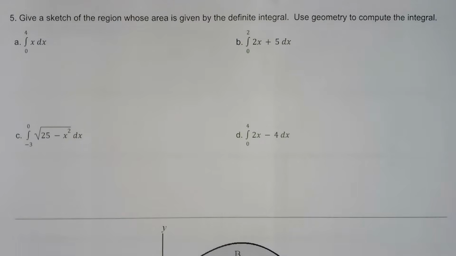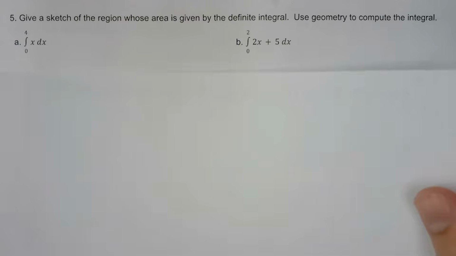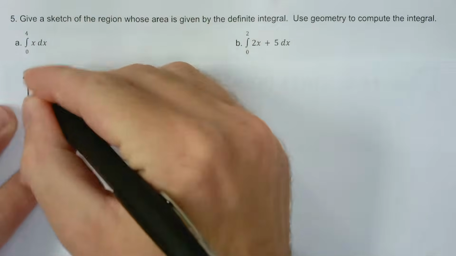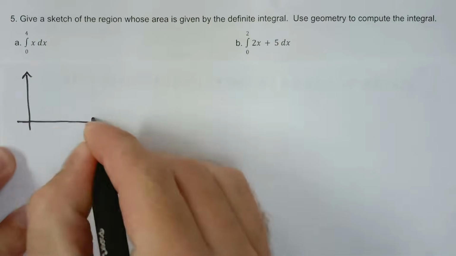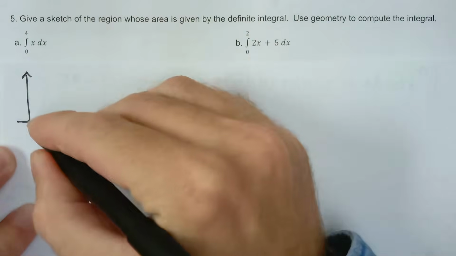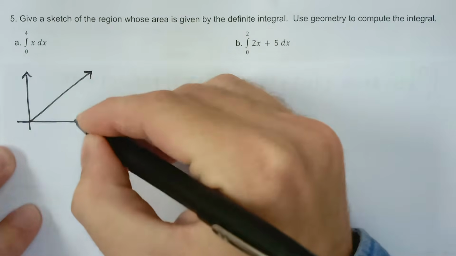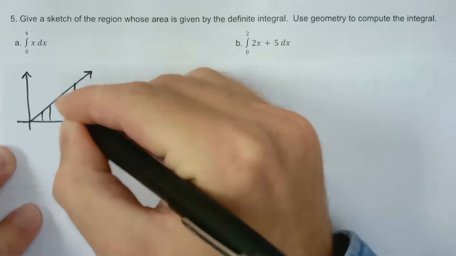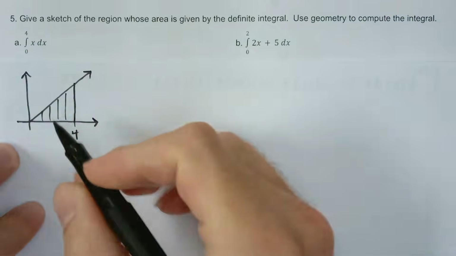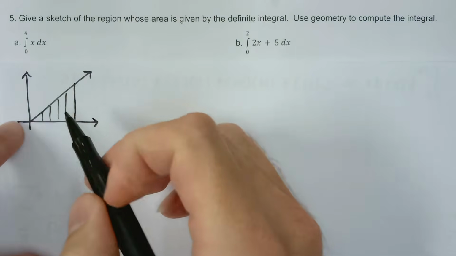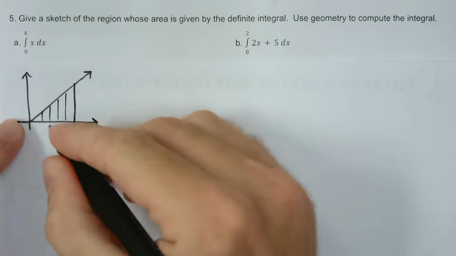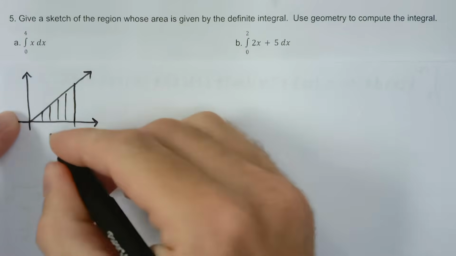Giving a sketch of the region whose area is given by this definite integral, 0 to 4 of x dx. So I'm thinking about y equals x, drawing a sketch of that. You should be able to draw that one from 0 to 4, this region right there. Now use geometry to compute the integral. The width is 4, the height is going to be 4, so this area would be half of 16. That's going to equal 8.